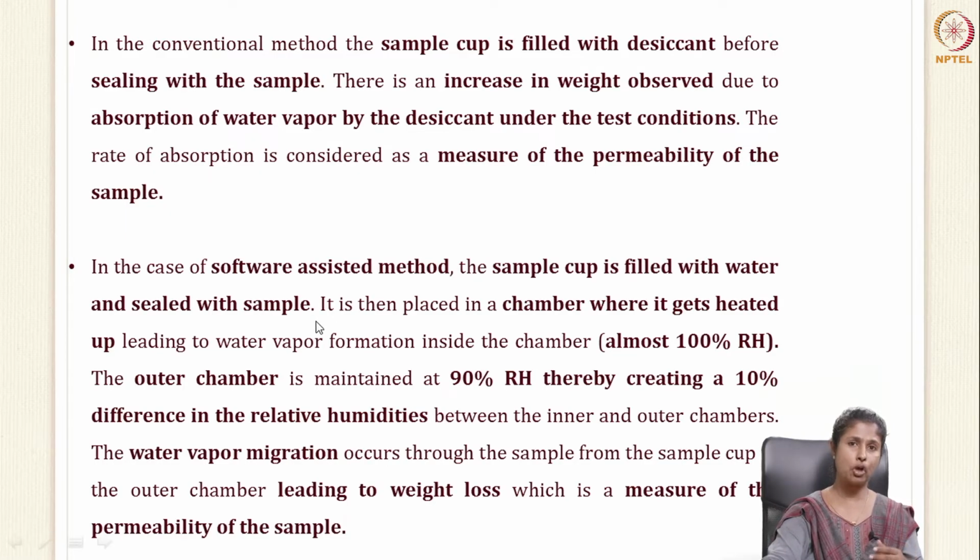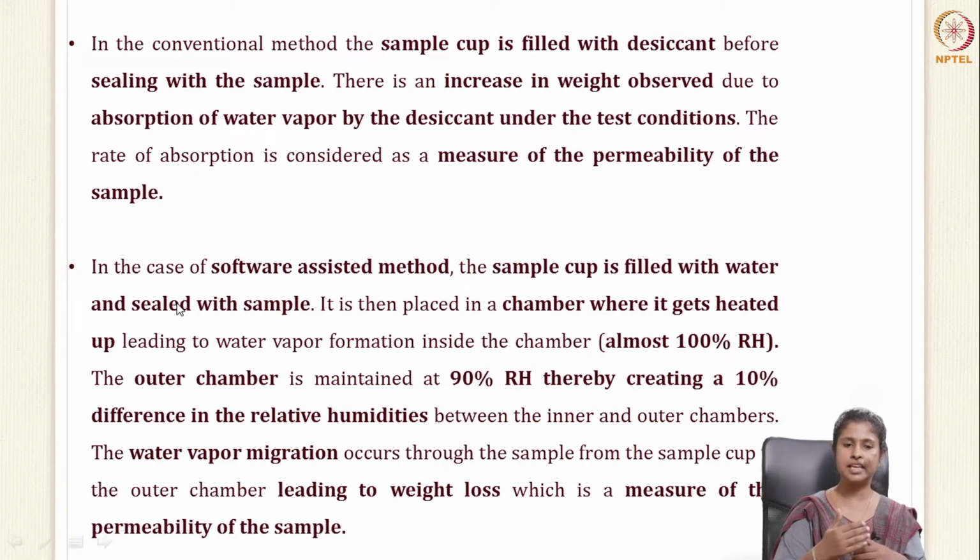Now in the case of the software assisted method which we just mentioned, the sample cup is filled with water and it is sealed with the plastic sample which you are going to test. Then it is placed in a chamber where it gets heated up. This leads to water vapor formation inside the chamber to around 100% relative humidity, while the outer chamber is 90% relative humidity. So there's a 10% difference. Inside it's 100% relative humidity, outside it is 90%.